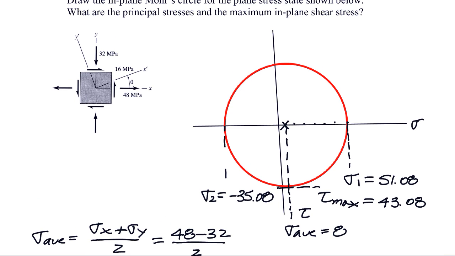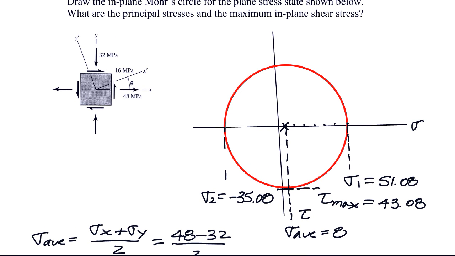I guess to be complete, let's go on and draw in the x-axis. We know the x-axis on the x face, we have a normal stress of positive 48, and we have a shear stress, which is positive, in this case from my plot down, of 16. So I go over to roughly 48 to the right and 16 down, so somewhere around here. It's going to be the x-axis.